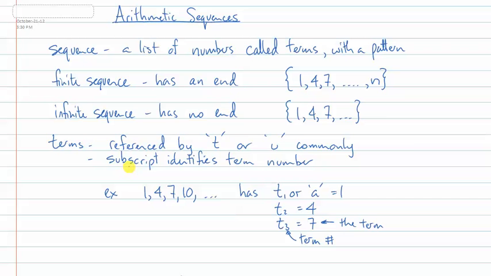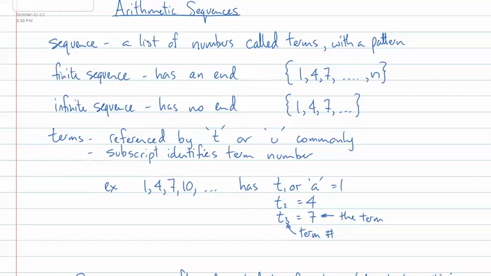These often have a subscript, and the subscript identifies what term number we're on. So using the example 1, 4, 7, 10, T1, which is also sometimes called A, is the value 1, right here. Subscript 1 representing the first. T subscript 2, or T2, is the number 4. T3 is the number 7. Again, 1, 4, 7 are the terms themselves. The subscripts 1, 2, 3 are the term numbers. Sometimes those get confused. Make sure that's clear for you.